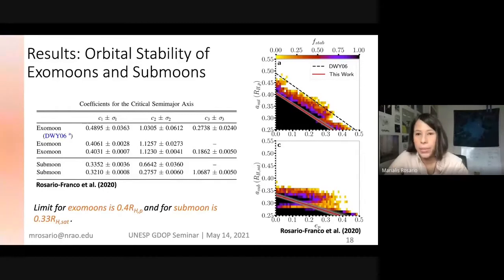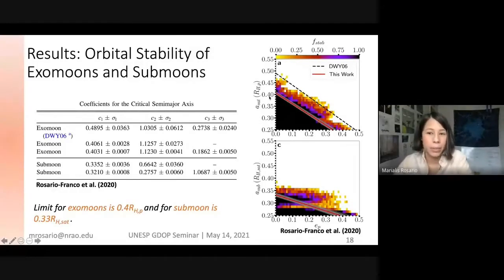So to be more specific here, these small squares that we have represent the initial mean anomalies and at what times, or where in the Hill radius, they stop being stable, and the black region represents where there is stability.